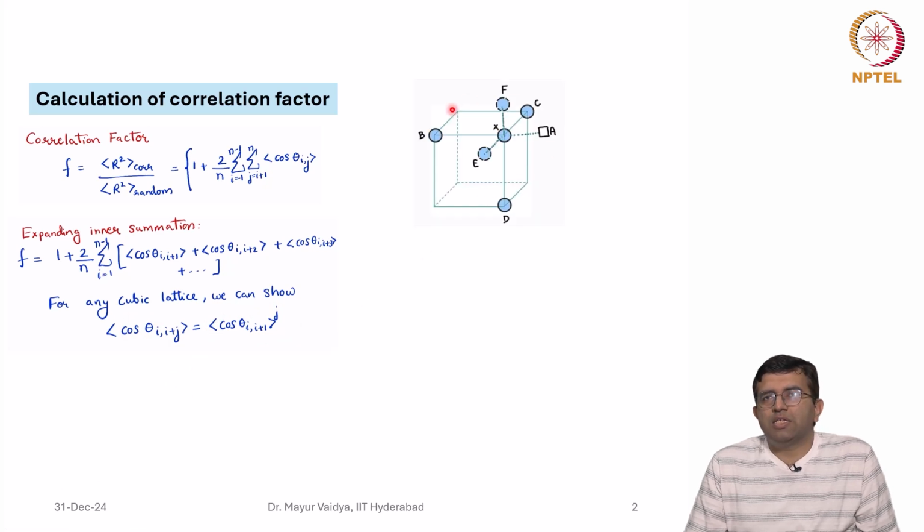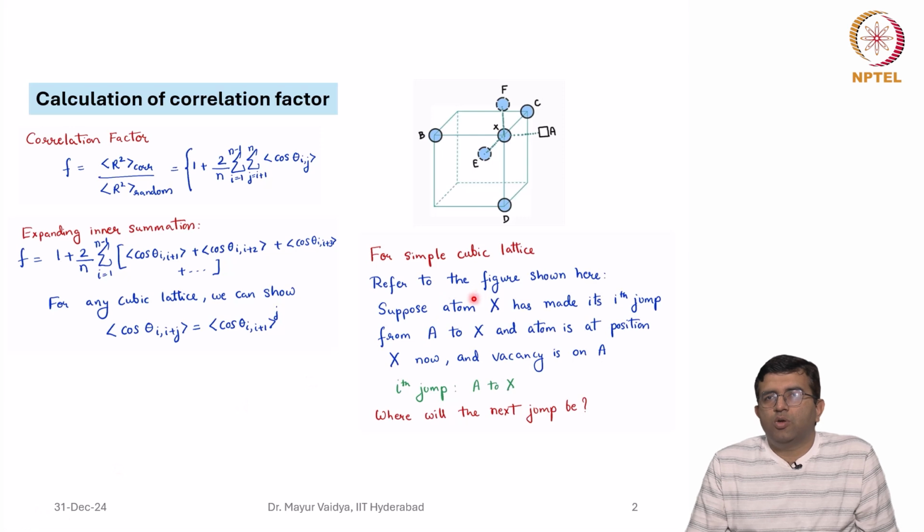So, let us consider a simple cubic lattice where this A represents the vacancy and you have these different sides. The coordination number is 6 in this case. So, let's say the atom X, it was initially here and it has made its ith jump from A to X, such that now A is a vacant site and the atom is at position X now. So, I write like this, that ith jump has been made from A to X.